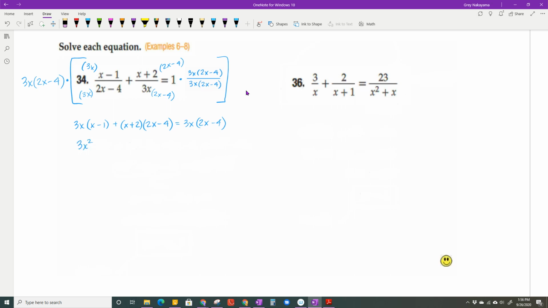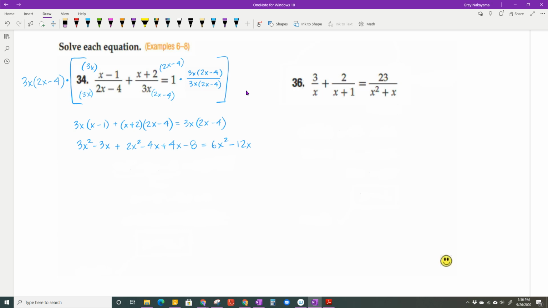3x times x minus 1. 3x times x is 3x squared minus 3x. It's a plus sign here, so I don't need the extra parentheses. Multiply my first terms, outside, inside, last. Then I distribute 3x times 2x, and then 3x times negative 4. Again, I'm going to simplify the left side first before I try to combine on one side.